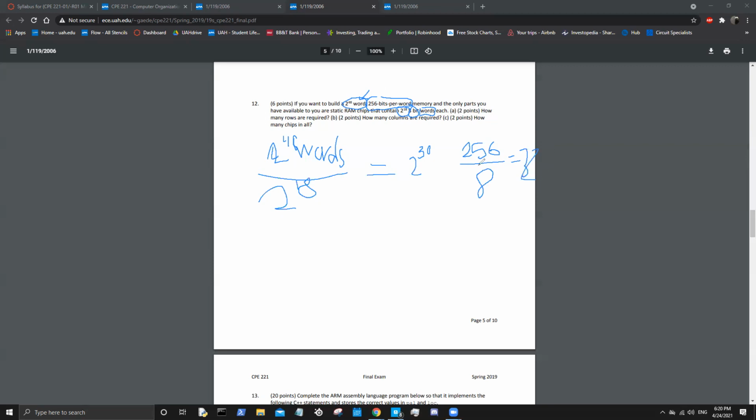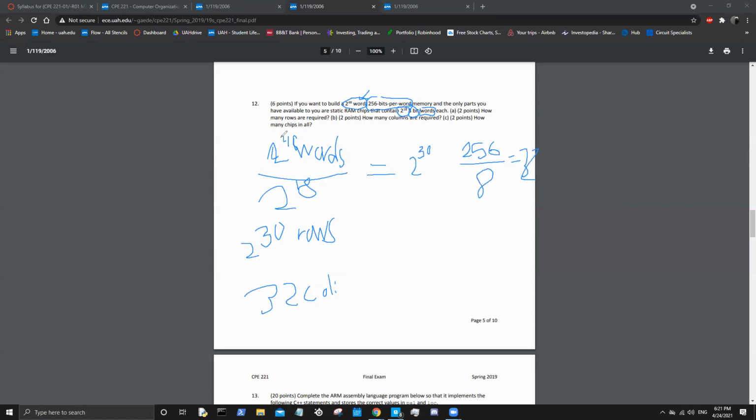That's a horrible 2 to the 32. So this means that our rows, we have 2 to the 30 rows, which is an absolute crap ton, and we have 32 columns. Rows, columns. So we have 2 to 30 rows, 32 columns.